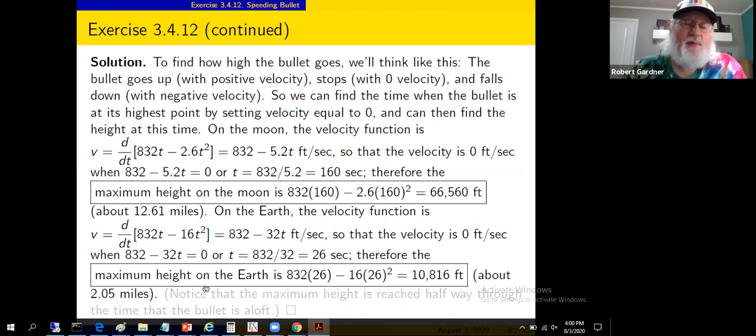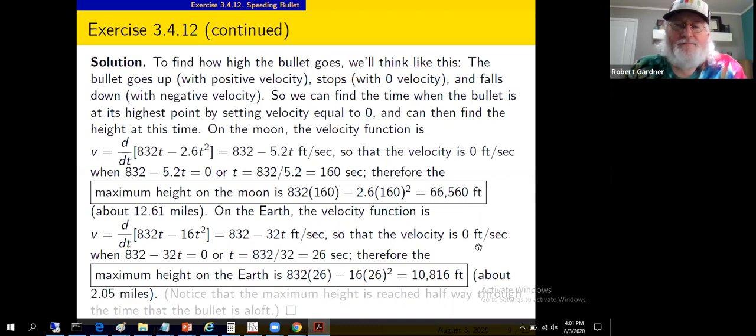So the maximum height on the Earth is, take the height function as given here, plug in t equals 26. We get 832 times 26 minus 16 times 26 squared. Crunch the numbers. It's a height. It'll be in feet because that's the units we're using. It'll be 10,816 feet, a little over 2 miles.